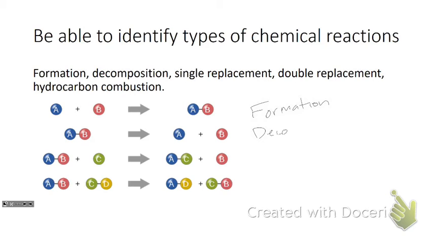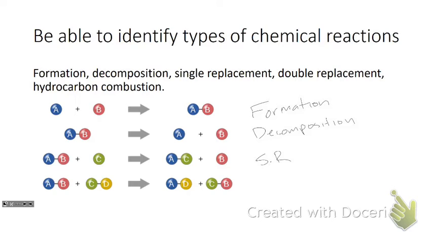What is this one? Decomposition. Again, we have a compound which is dissociating into its elements, right? What is this third one here? Single replacement. Perfect. You can tell that because we have a lone dance partner on the side, and he's swapping out with A there. So that's a single replacement. And then the last one, double replacement.